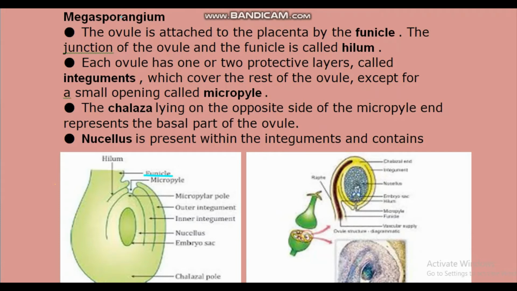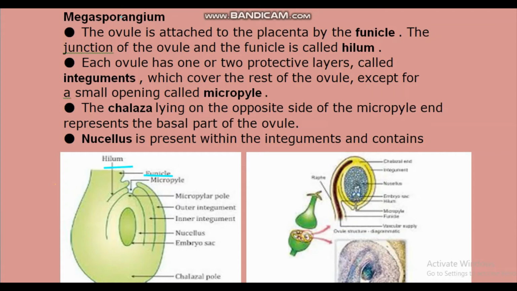So this is the funicle. The junction of the ovule and the funicle is called the hilum. This is the ovule, the whole body of the ovule, connected with the stalk, that is the funicle. When a stalk and a body are connected, there will definitely be a junction, like our neck. That junction is called the hilum. Suppose the ovule is a head-like structure and our body is the funicle, then the neck is the hilum.